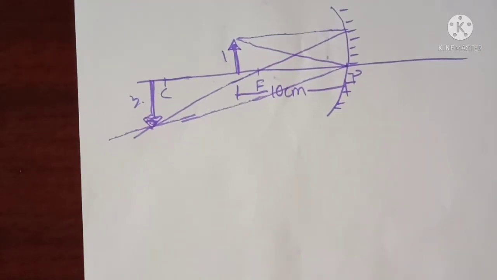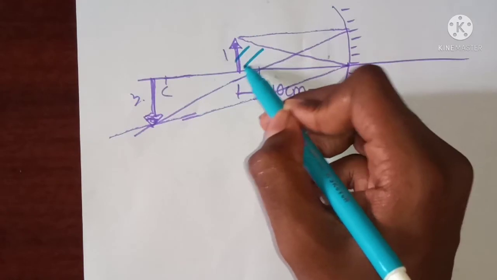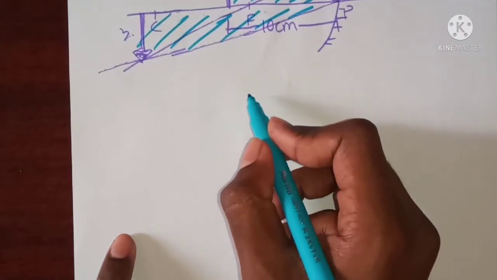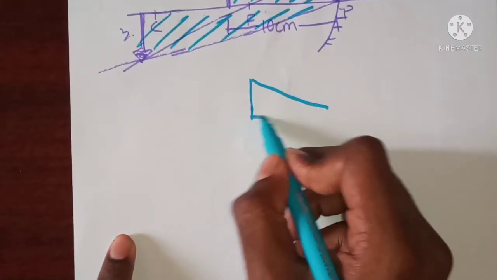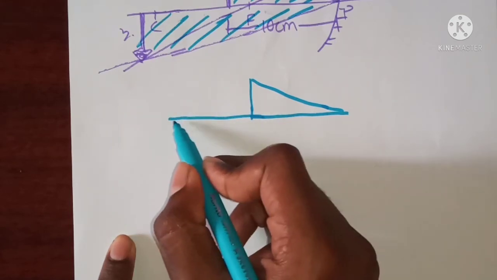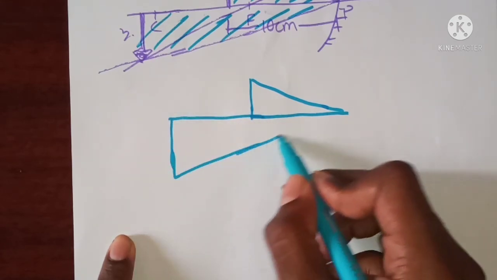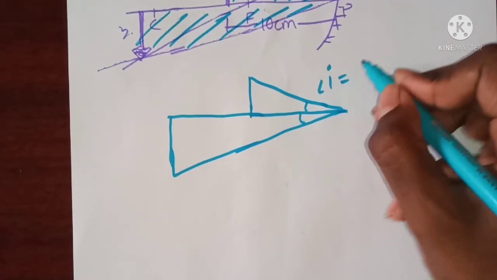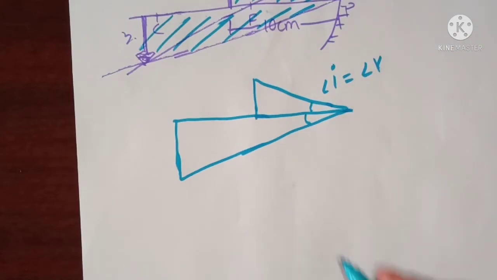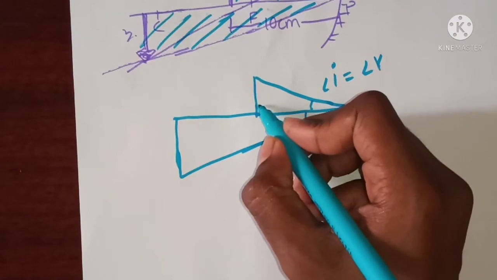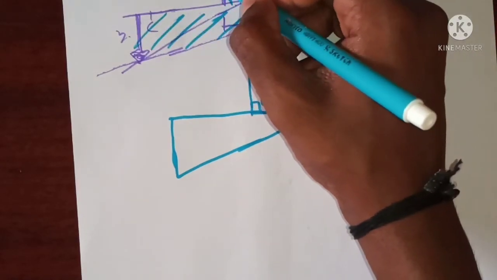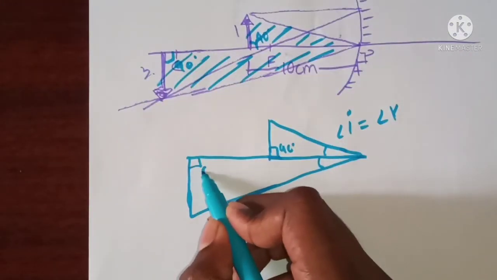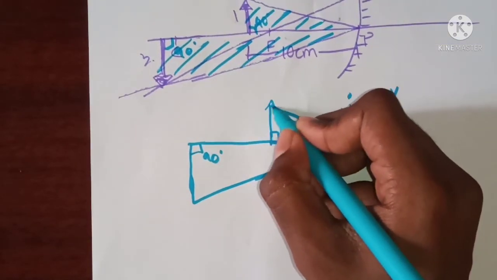So from this, what we can infer is, when we take this triangle and this triangle separately, it will look something like this. This angle and this angle must be equal, because angle I, that is angle of incidence, equals angle R, that is angle of reflection. So these two angles are equal, and this angle is 90 degree because I am placing the object at 90 degree, and the image will also be at 90 degree. So this is also 90 degree. Okay, this is the arrow mark.